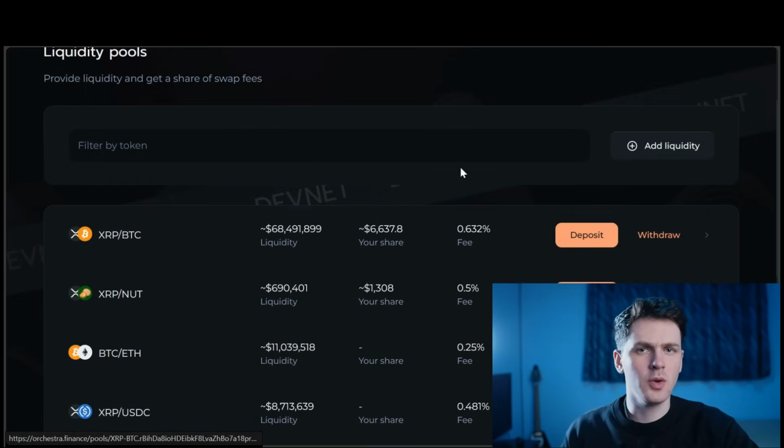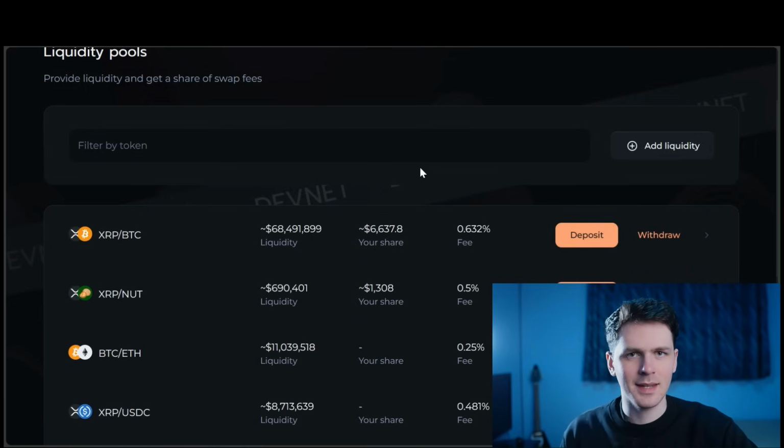And now on to Orchestra Finance, where we did the DevNet testing and allocated some XRP to different pools. If you haven't seen that video, we go into the AMM testing tutorial. Go and check that out. It's in the top right. You can go and click it there. But here we can see our allocation.